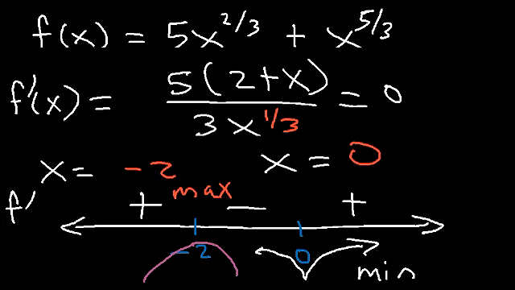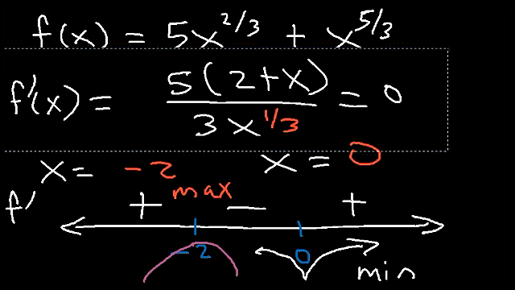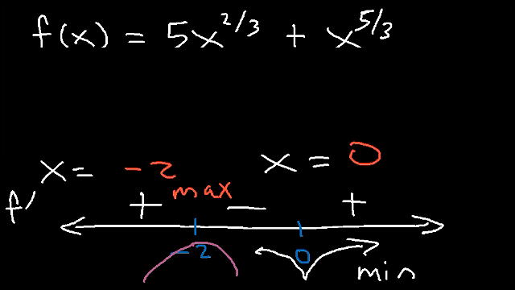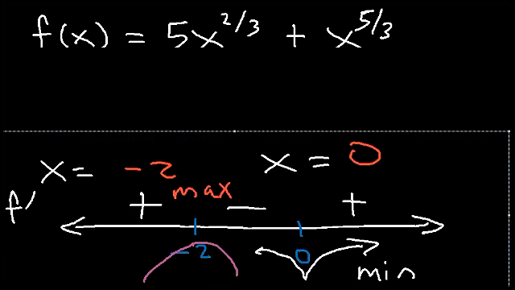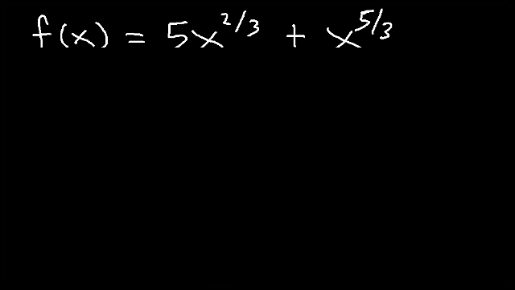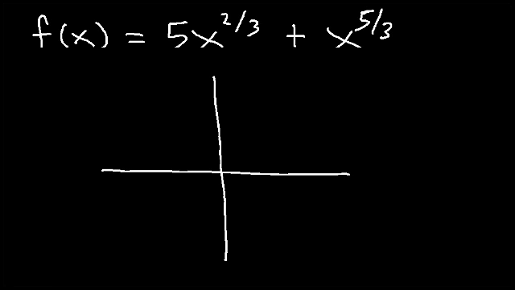Now you can find the y values if you want to. You know how to do that, so I'm not going to worry about it. If you graph the original function, it's going to look something like this. You can just type in online graphing calculator in Google and type in the function if you don't have a graphing calculator.